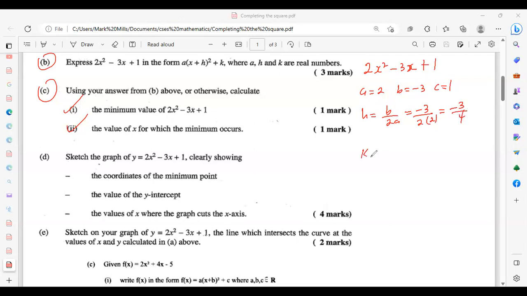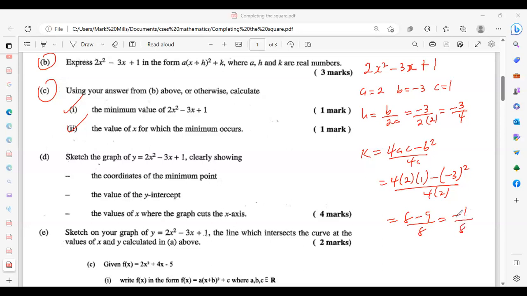Now let's go for K. What's the formula for K? 4AC take away B squared over 4A. Then what do I do? That would be 4 bracket 2 bracket 1, minus B, negative 3 squared, over 4 bracket 2. All right. So what do I get now? 8 take away 9 over 8, which gives me negative 1 over 8.